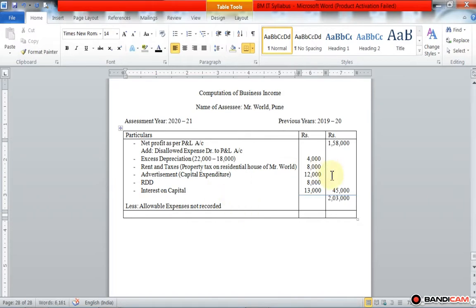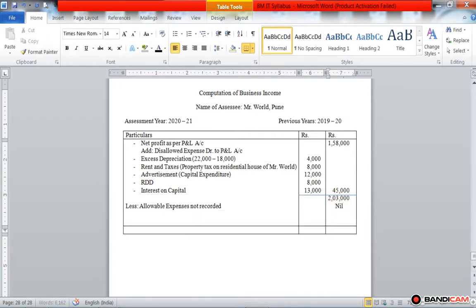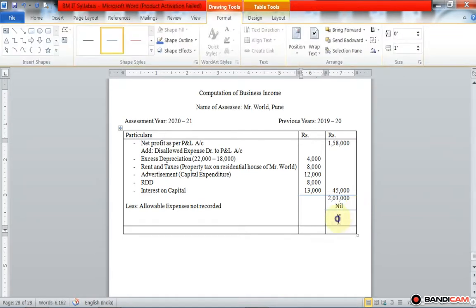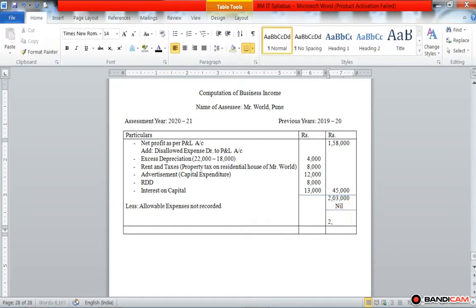Okay, but here allowable expenses of business or related to business is not given, so in the amount column it is nil. Again we make a total, and the total is the same, that is 2,03,000.